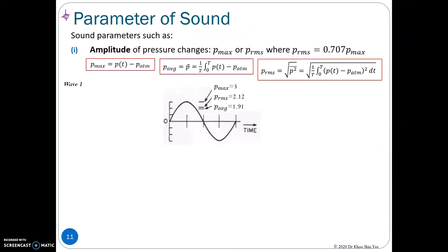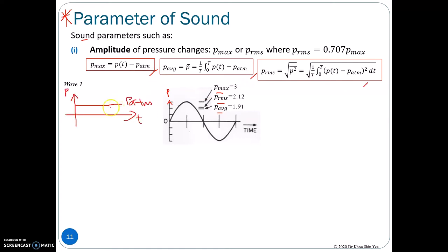Next, we will discuss the important parameters to represent sound. First of all, we have the sound wave that is quantified as pressure versus time, where you can measure the maximum pressure, RMS of the pressure, as well as the average of the pressure by using these three equations.